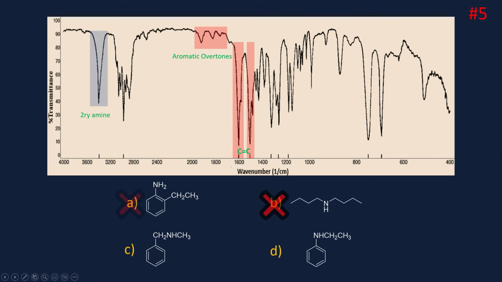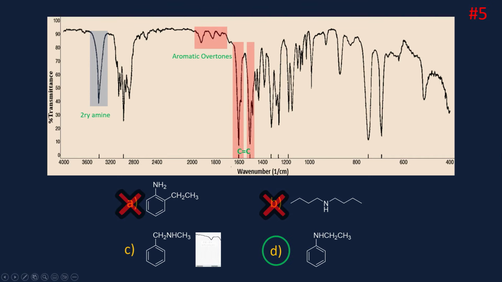But there is a difference. C is not an aromatic amine, and this affects the intensity of the band, where the aromatic amine has a higher NH stretch band intensity than that of an aliphatic amine. And we do have an intense band, so the answer is D.